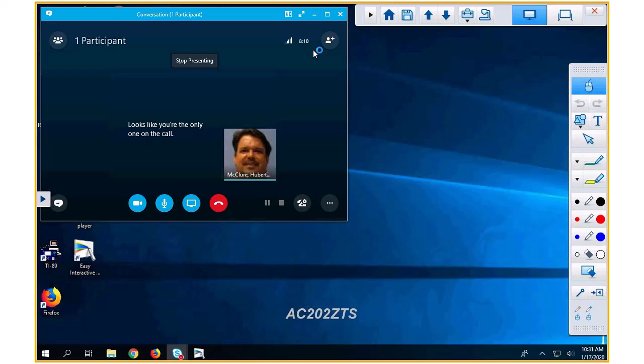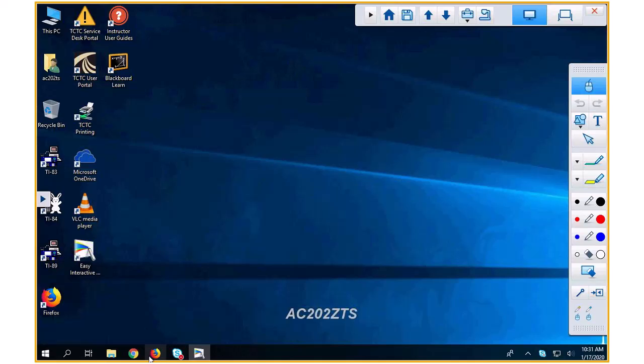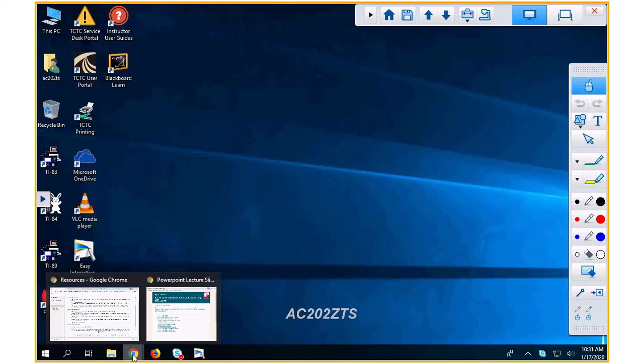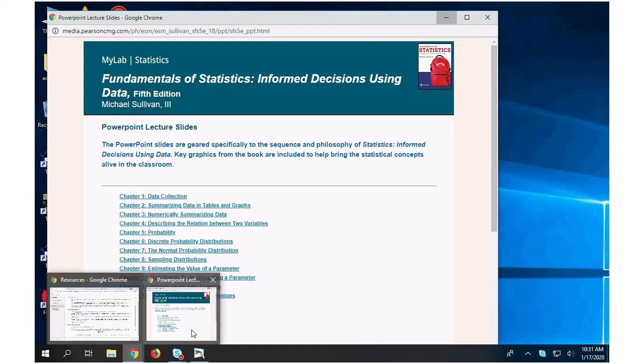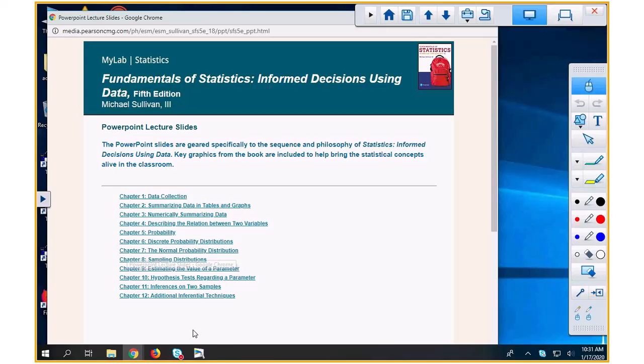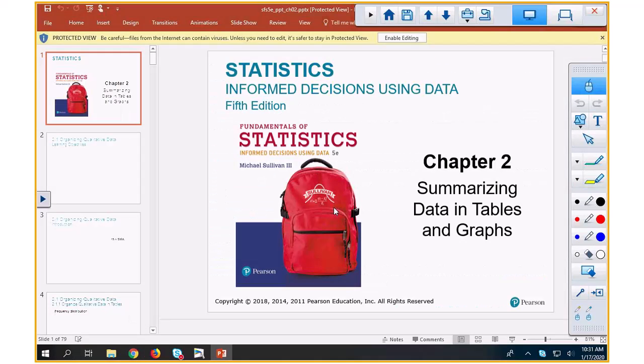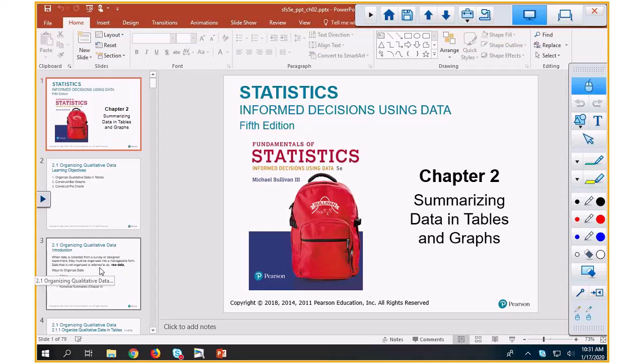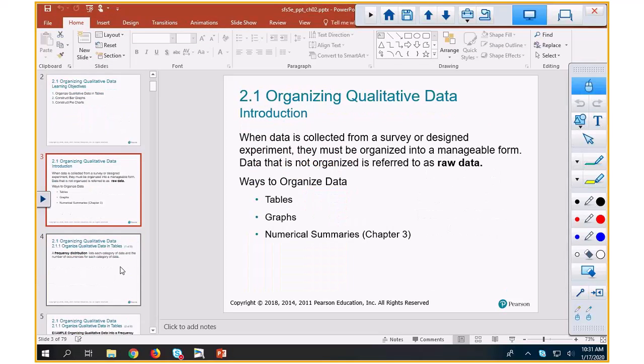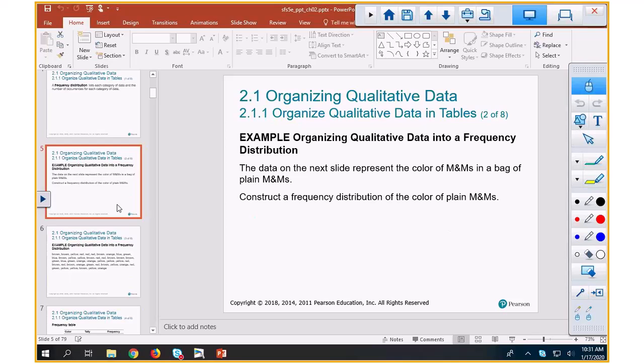Recording, here we go. Our handy dandy... where did my PowerPoint go? My PowerPoint left me. There it is. And we left off with frequency distribution. There it is, the M&Ms.